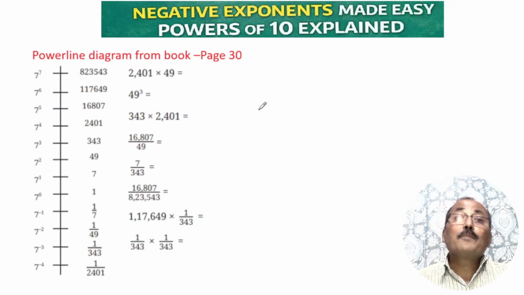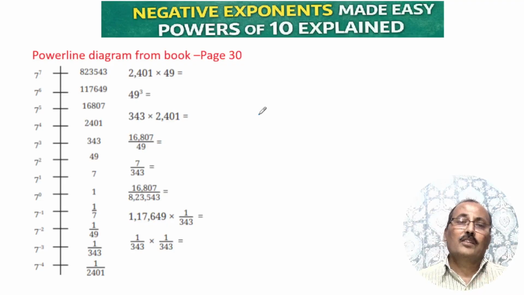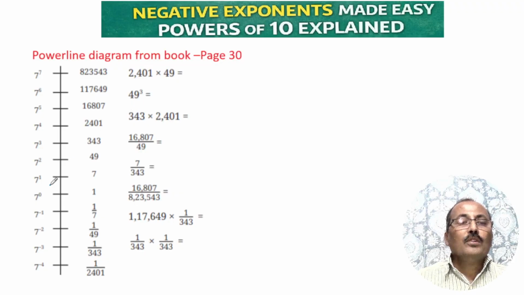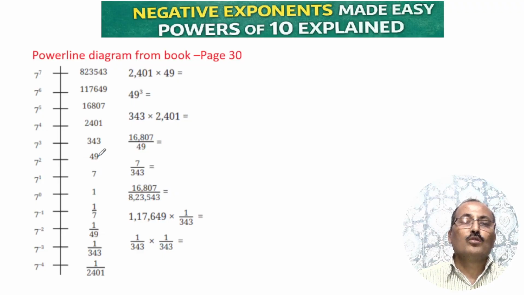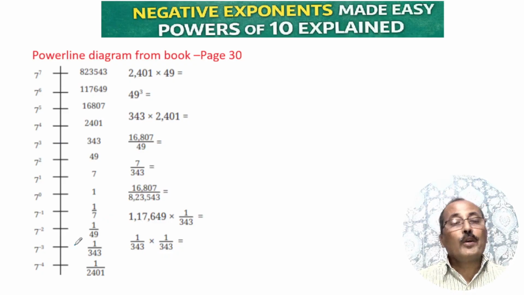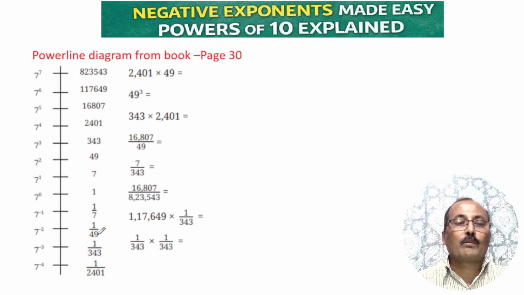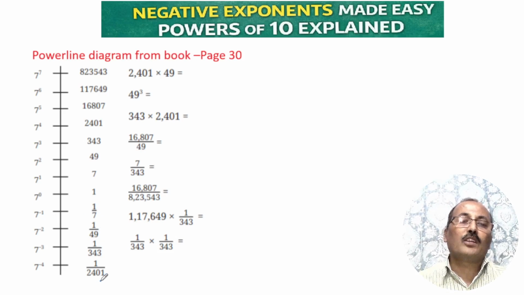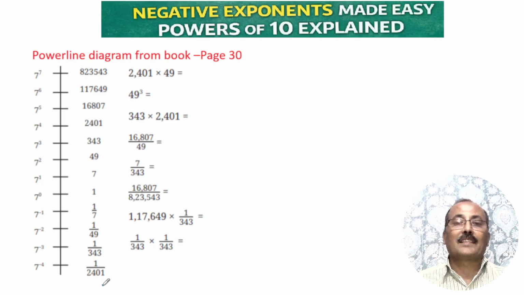Next question is power line diagram. It is also taken from the textbook only. You can see that from page number 30. Here what they gave, no, 7 to the power of 0 is 1, 7 power 1 is 7, 7 power 2 is 49, 7 power 3, 7 cube is 343, 7 power 4, like that up to 7 power 7. We know negative exponents, that's why they gave 7 power minus 1 is 1 by 7, 1 by 49, 1 by 343, 1 by 2401, like that it is given.